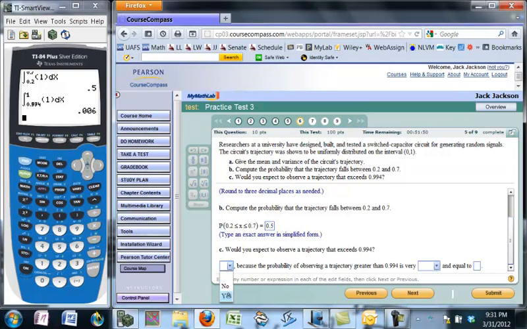Okay, so that's going to be pretty rare. So we're going to say no, we would not expect to observe a trajectory that big, because the probability is very small, very unlikely, and it's actually equal to only 0.006.